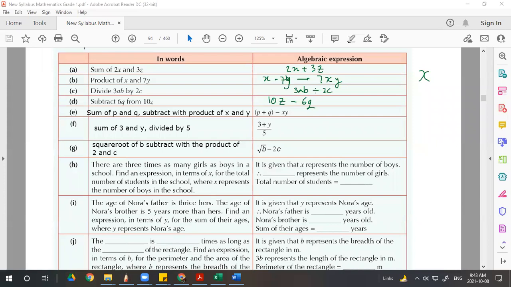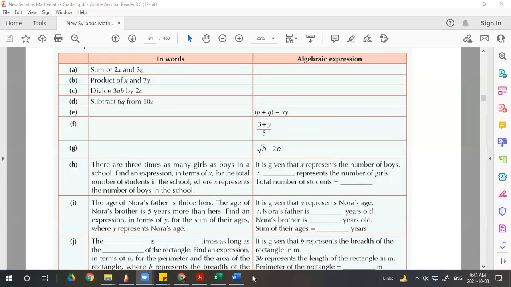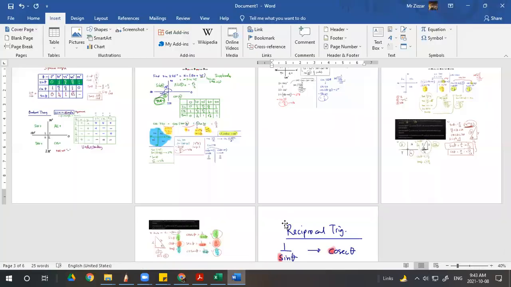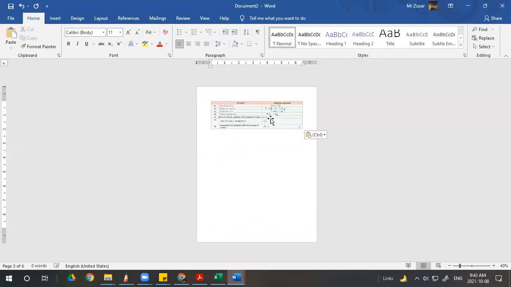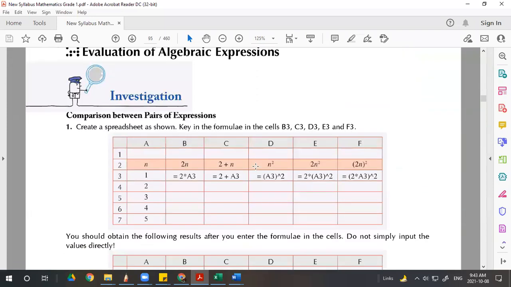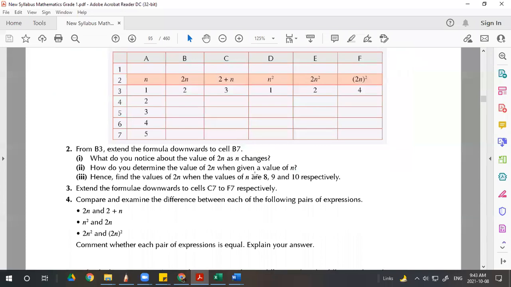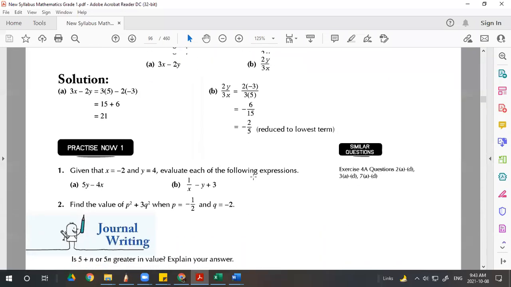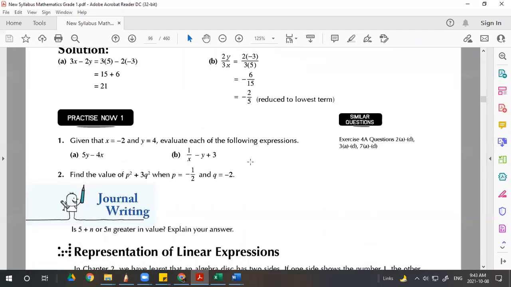Okay, I will clear it. And I'm opening this. There you go. Okay, this is the basic algebraic term. Next. Now, there you go. Let's see for practice now 1. So what page? It's on page 86. Okay, page 86.